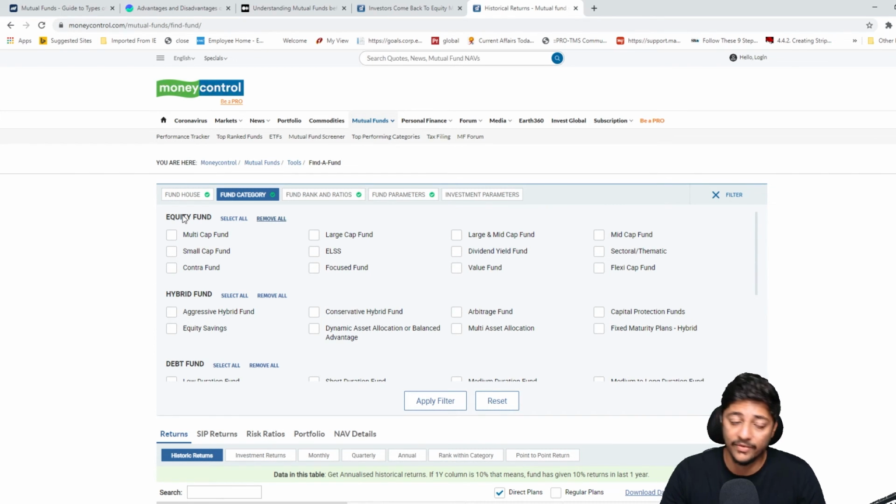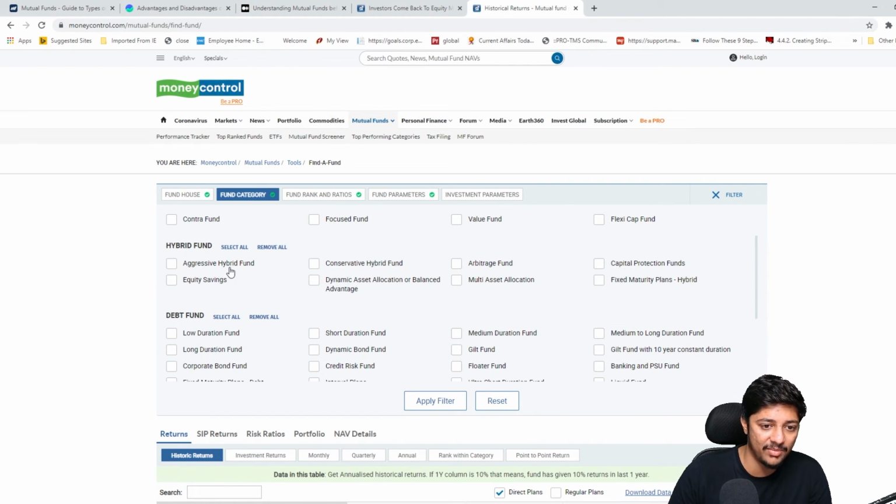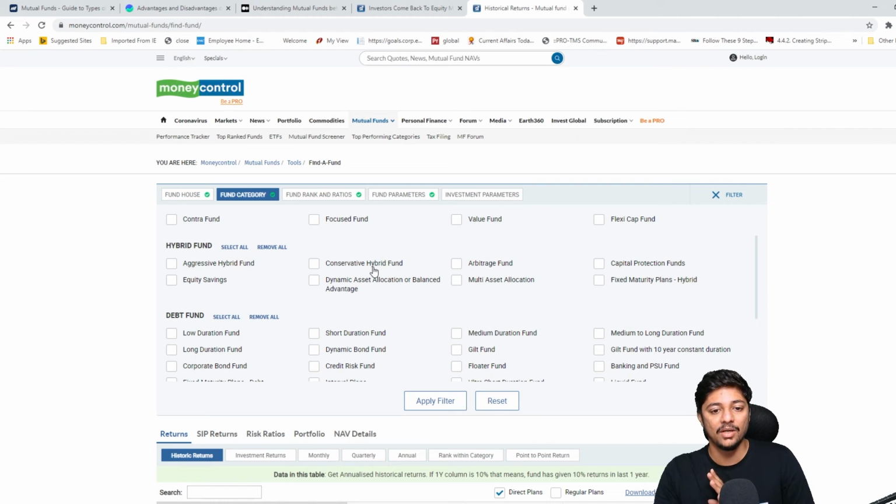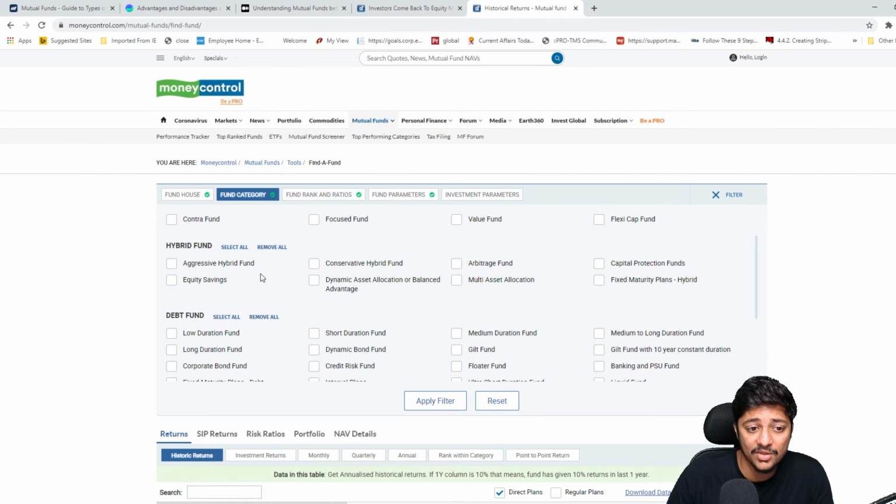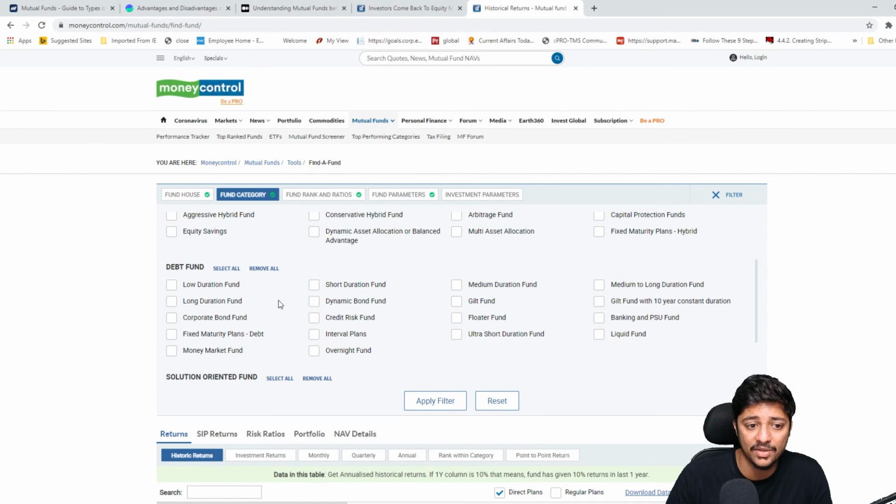In equity funds, there is multi-cap, small cap, contra, focused, ELSS, large cap, dividend, value, flexi cap, sectoral, mid cap, large cap and mid cap. Then hybrid: aggressive hybrid, equity savings, conservative hybrid, dynamic, balanced advantage, multi-asset allocation, fixed maturity plan. This is all in hybrid, which is a mix of equity and debt. Now there are debt funds: long duration, short duration, low duration, medium duration, medium to long.